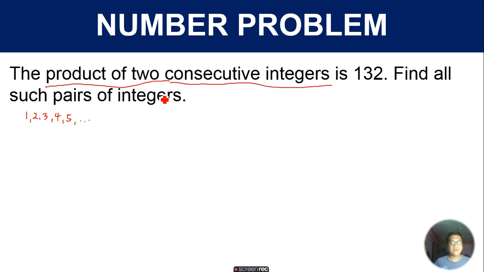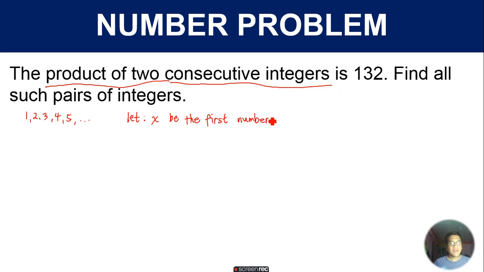Now, what are we going to do? We'll start with this one. We're going to represent the numbers. So, let x be the first number. Okay? So, let x be the first number.